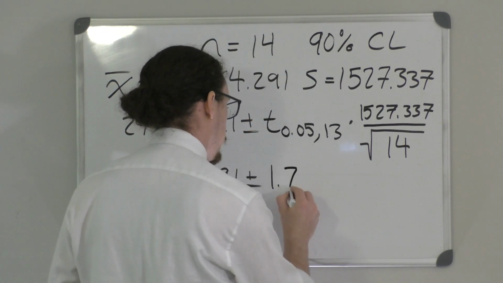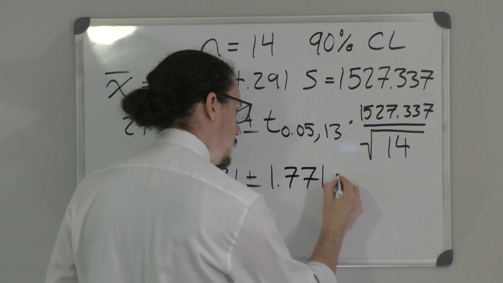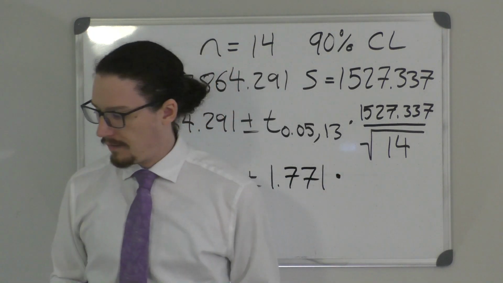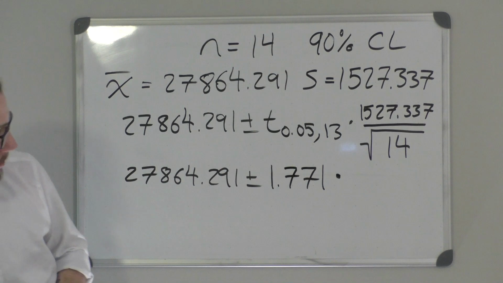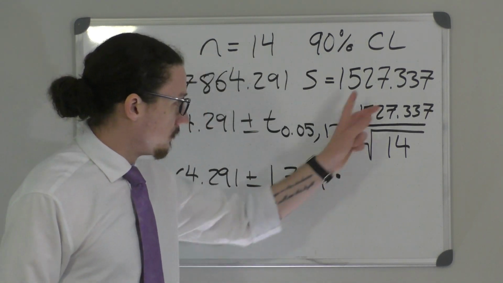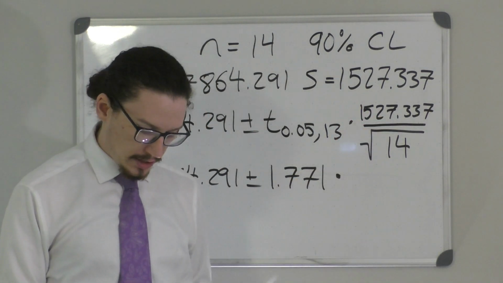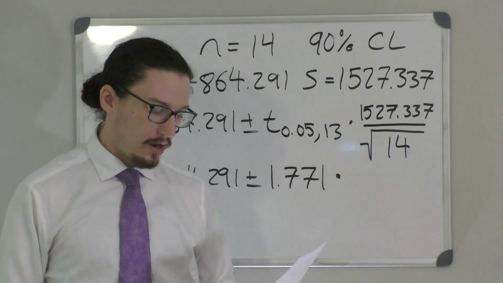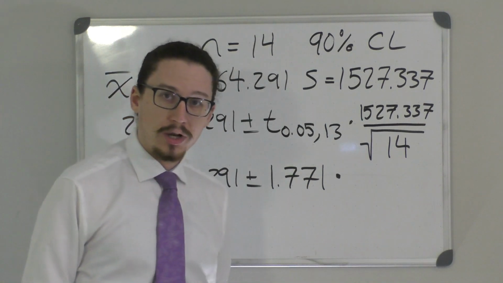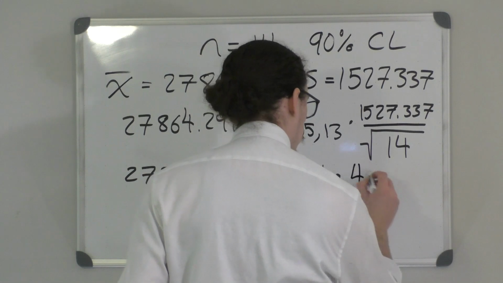All right, when we finish up this, we kind of do this division, right? We're going to get, for our standard error, 408.198.